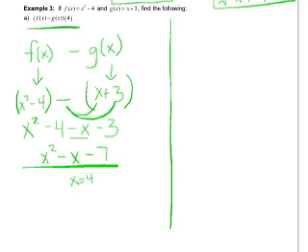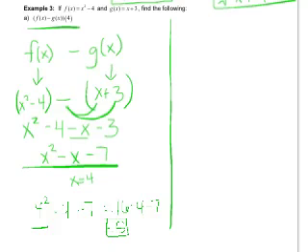But I still have to evaluate, don't forget this 4 is saying evaluate it for x equals 4. So I'm going to plug in a 4 here and here. So that is 4 squared minus 4 minus 7, which is 16 minus 4 minus 7. 16 minus 4 is 12. Minus 7 is 5. So we get 5 for that first way of doing it.